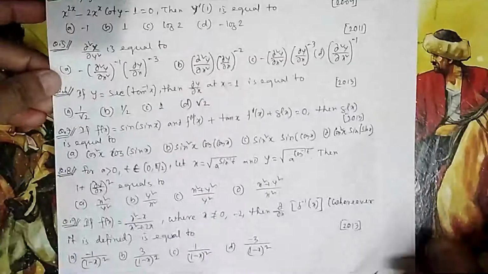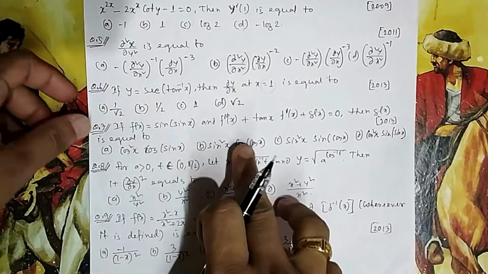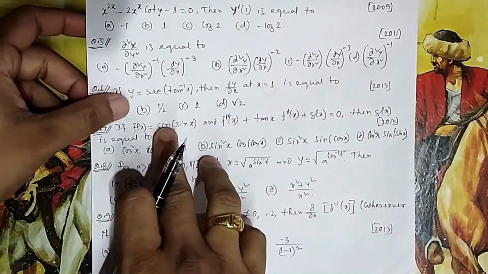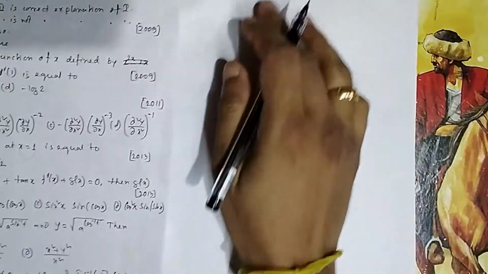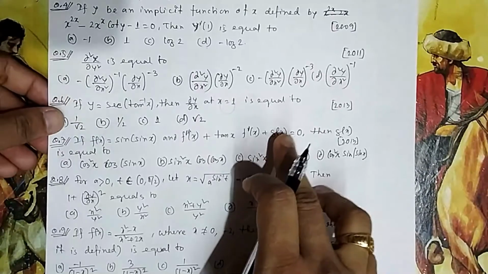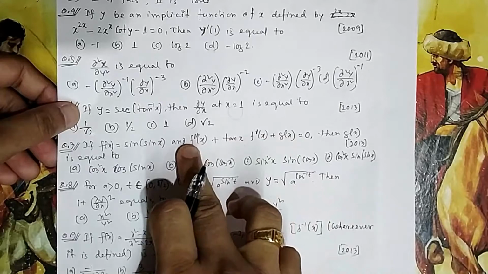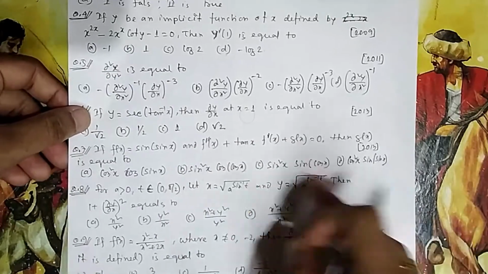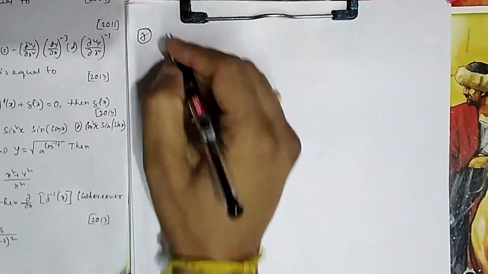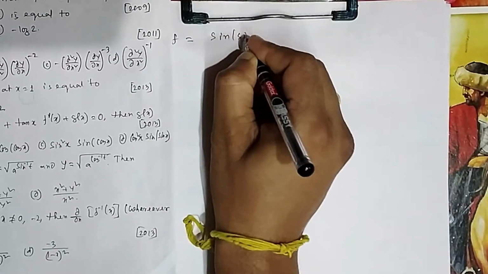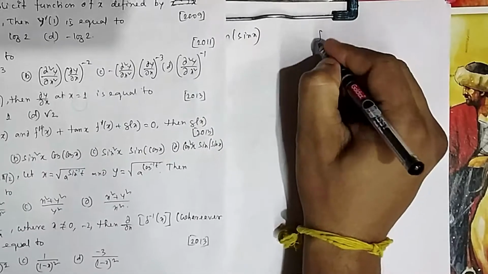Question number 7, what they are asking: f(x) equals sine of sine x, f double dash x plus 10x f dash x plus g(x) equals 0. This is also a proof type, what we have done in basic level, but here we have to find out what value of g(x) it should be, or g(x) equals minus f double dash x plus 10x into f dash, this one also you can do. So f is given as sine of sine x.